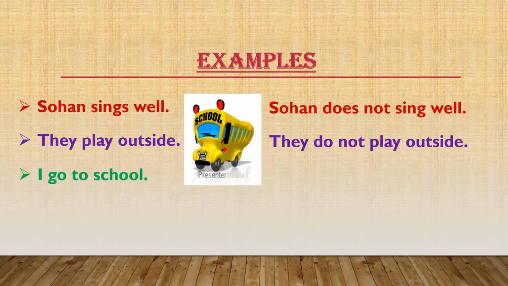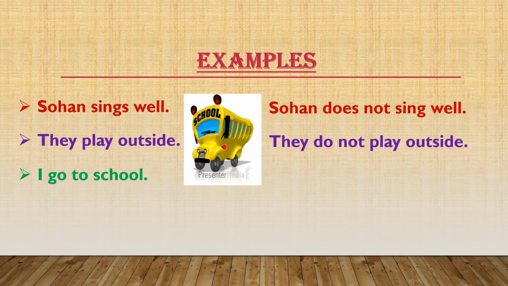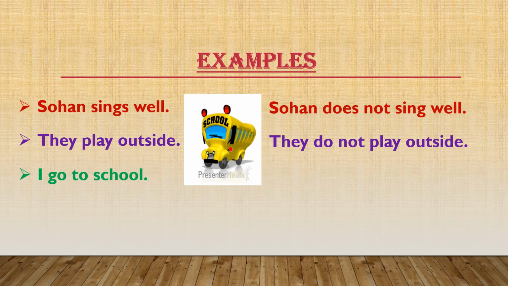The next one, I go to school. Find the verb here. The verb is go. And go is already in its root form. So, you don't need to change it. Go will remain go. What is the subject here? Yeah, the subject is I. And you remember my step number 6. It said, in case of I, you will just use do not. So, your sentence will become, I do not go to school.